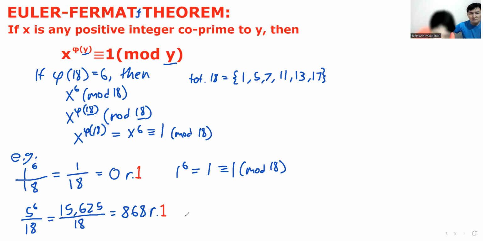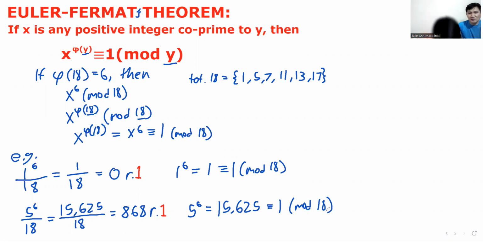And this one, 5 to the 6, is equal to 15,625, which is also equivalent to 1 modulo 18. Meaning if you divide 15,625 by 18, you will get a remainder of 1. Okay, so let's turn the page. Next page.